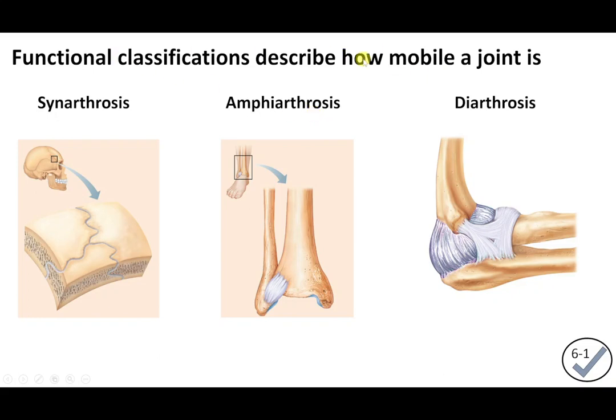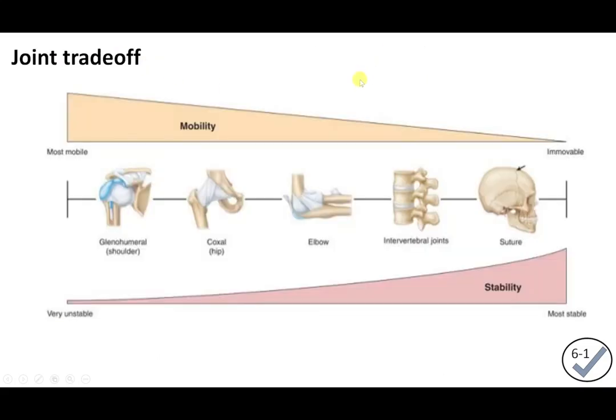And so talking about mobility, it brings us to the topic of stability. And so here we'll see that there is a joint trade-off. There is a trade-off between how mobile a joint is and how stable it is. So we talked about mobility, right? And so on one side of the spectrum here, we can have diarthrotic joints. So all three of these are diarthrotic joints here. And then on the other side of the spectrum, we can have synarthrotic joints. And then somewhere in the middle, we have amphiarthrotic joints here.